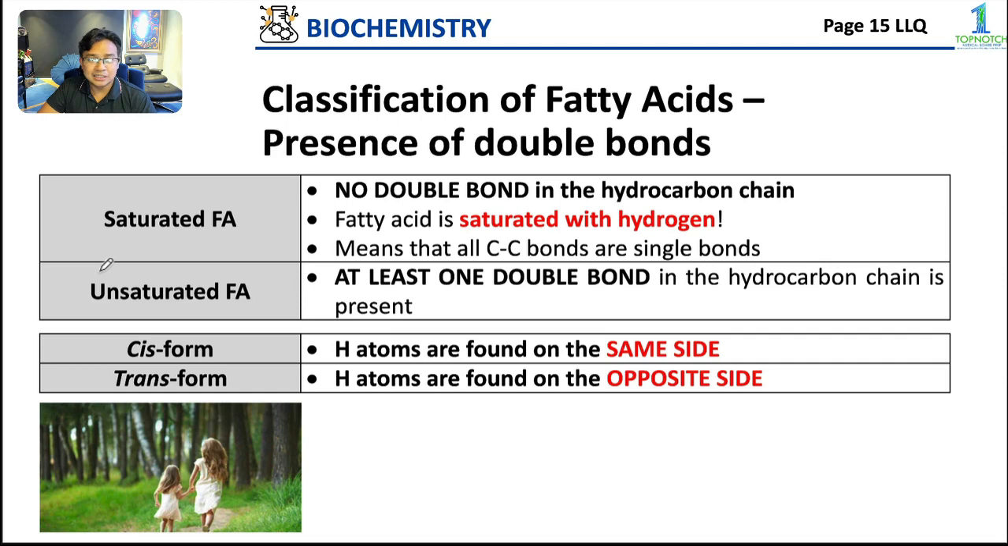Okay? Ang ating mga UFA can become a cis form or trans form. Pag the H atoms are on the same side, think of two sisters holding hands. Okay? Cis form siya. When the H atoms are found on the opposite side, think of a trans form.